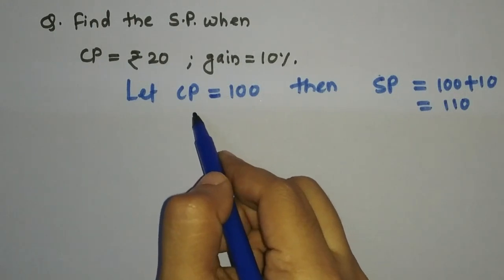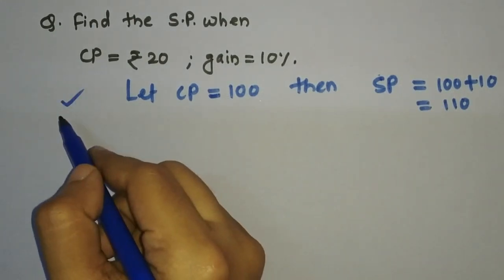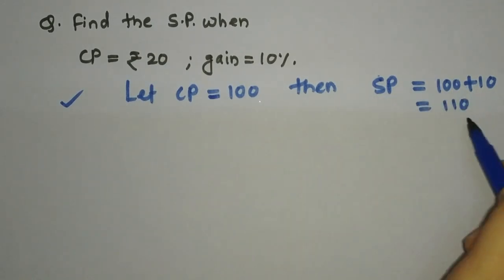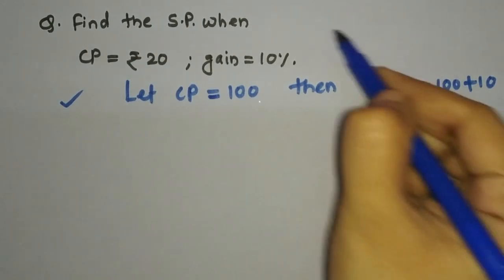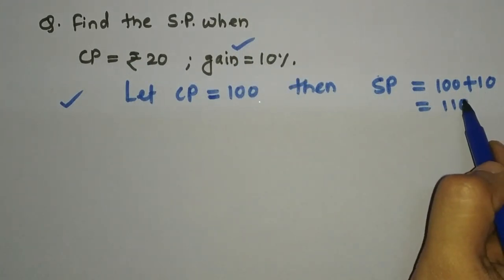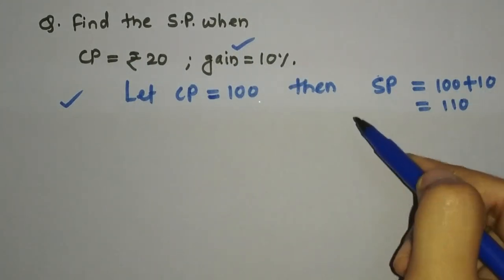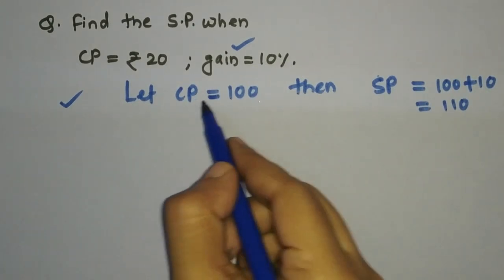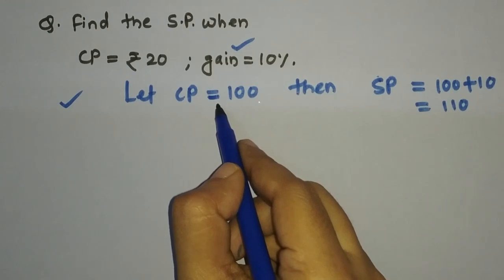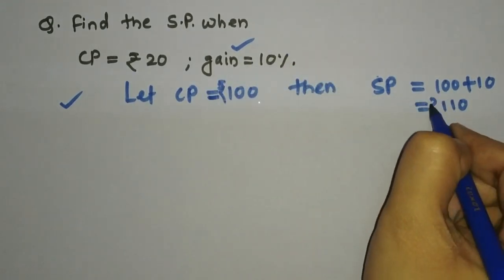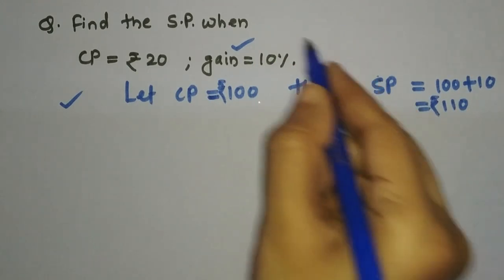So dear students, we are doing assumption that if suppose cost price is rupees 100, then its selling price will be 110. Why? Because it is a gain. So if gain is given, we'll add in this 100, and if loss is given, we'll remove from 100. Always remember, cost price we consider as rupees 100. So selling price is rupees 110 because 10% given.